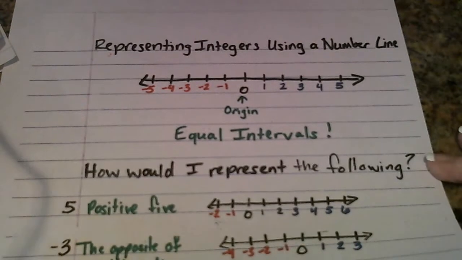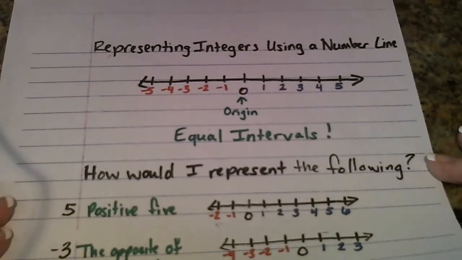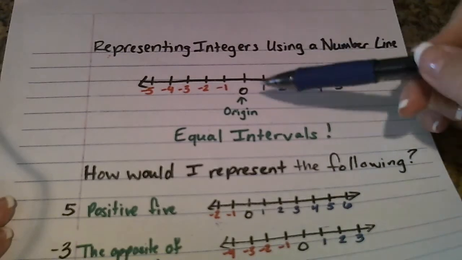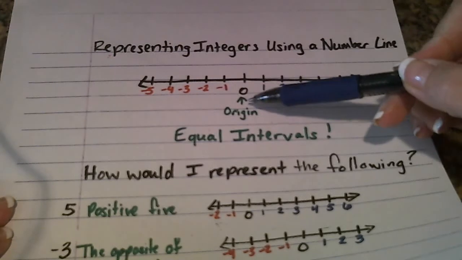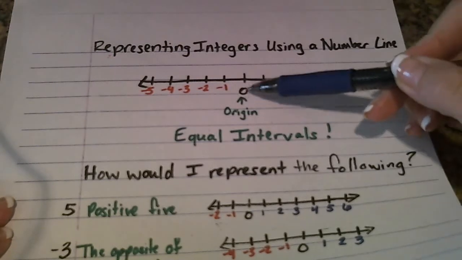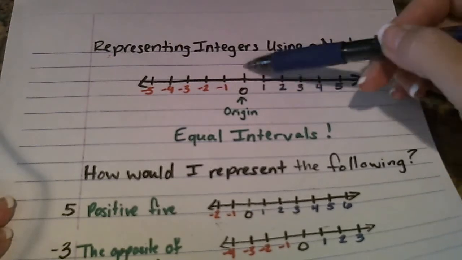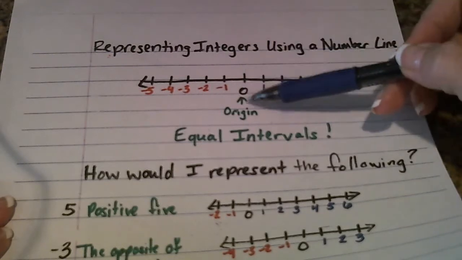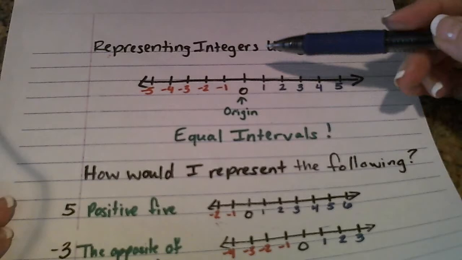Representing integers using a number line. First things first, we need to go over a few things about the makeup of a number line before we start to use it. Some important key parts of a number line that we need to remember is the fact that a number line always starts at the origin, and the origin is the number 0. So anytime you make a movement on a number line, you're always starting from the origin, or 0.